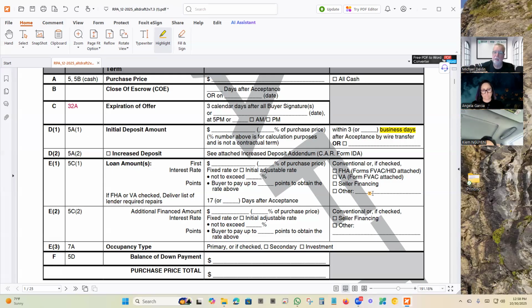So if you're the listing agent and there's a loan contingency and there's an interest rate, you might want to ask the loan agent who wrote it whether or not that's a reasonable rate or not.